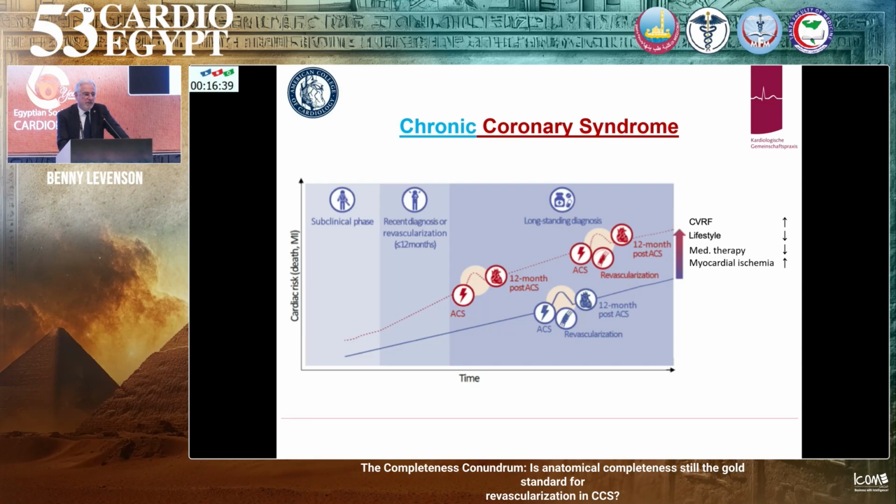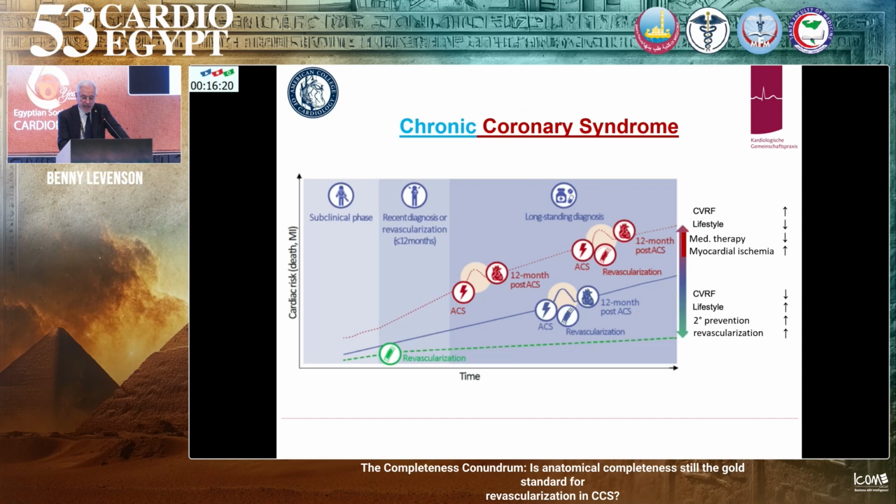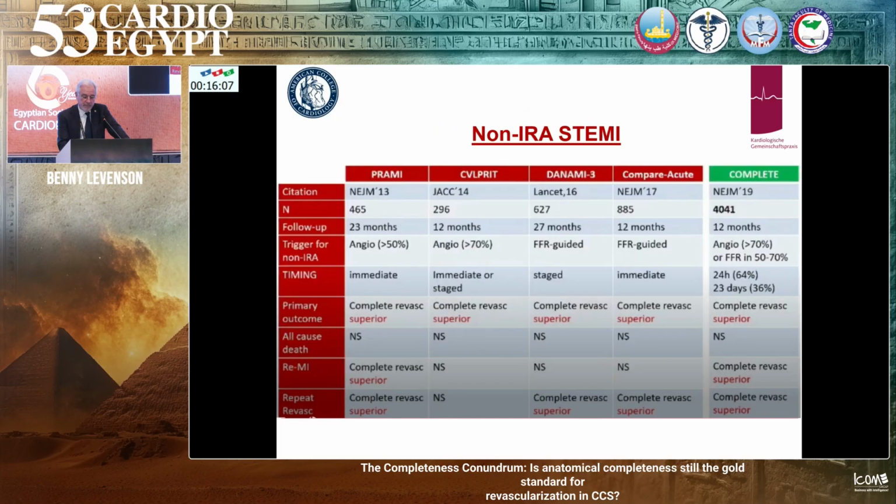We know that cardiovascular risk factors increase, bad lifestyle matters, decreased medical therapy, if not taken, or myocardial ischemia getting worse, are shortening the periods from this event to another event. And if you lower the risk factors, if you change your lifestyle, if you stay to secondary prevention, and if you revascularize the patient, the outcome is much better and the patient has chances to live longer.